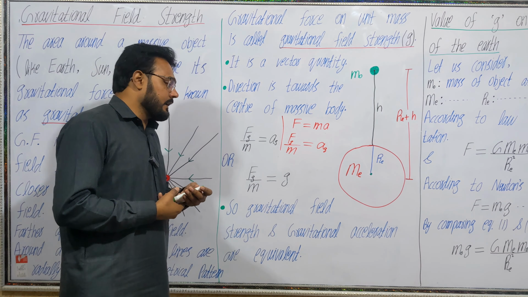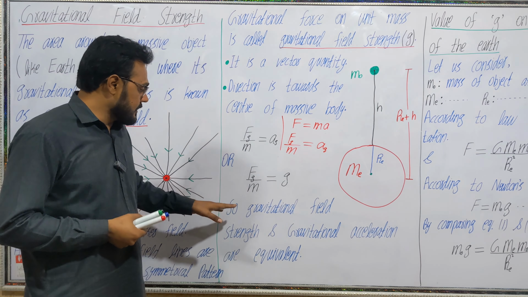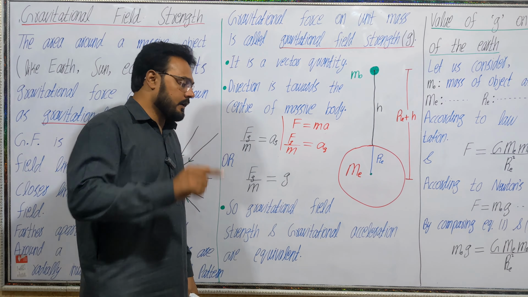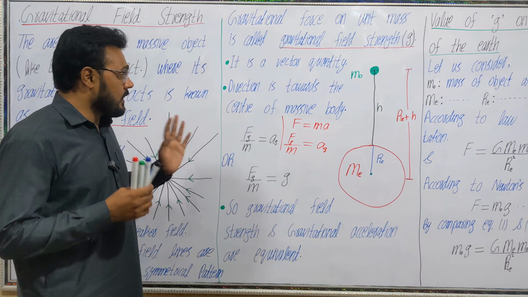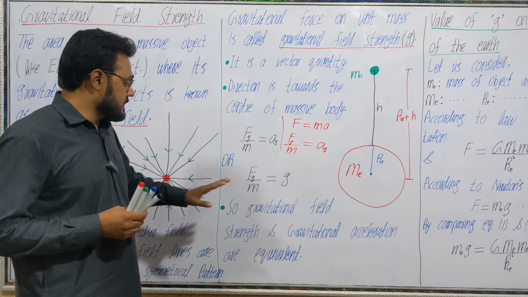Explain the relation between gravitational field strength and gravitational acceleration, and the relation is equality. They are equal. And in MCQs, gravitational field strength is equal to, with first, second, third choices, and one choice will be gravitational acceleration. You have to mark gravitational acceleration. Now hope you got the point. This is the main conclusion on this.